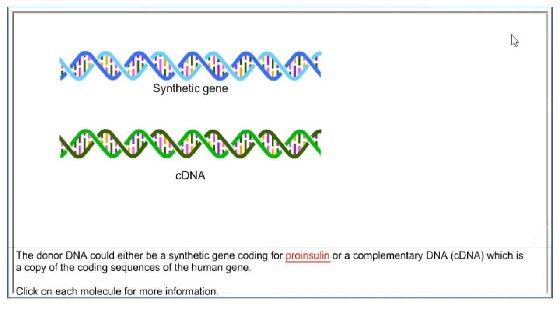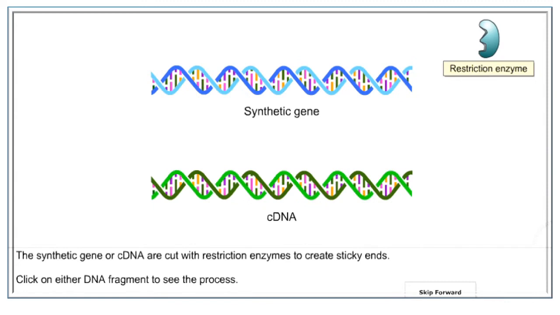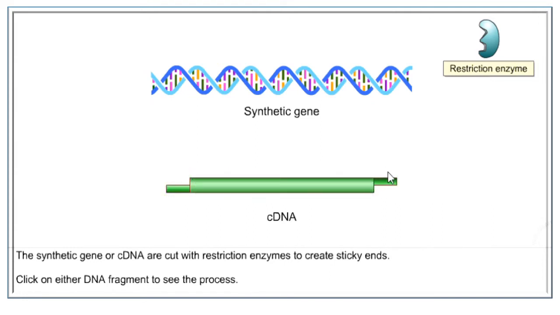Okay, let's see the steps. First of all, after the isolation we must cut the DNA. In this process we use cDNA, so we cut the cDNA with a restriction enzyme, and you can see that it produces sticky ends.